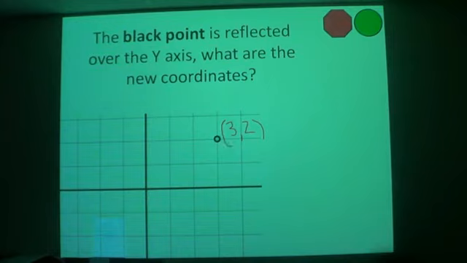It's 3, 2. So let's see, it's reflected over the y-axis. That's this puppy right here. So we come 90 degrees this way over 3. So 1, 2, 3. And it would be here. What are its new coordinates? Negative 3, 2.